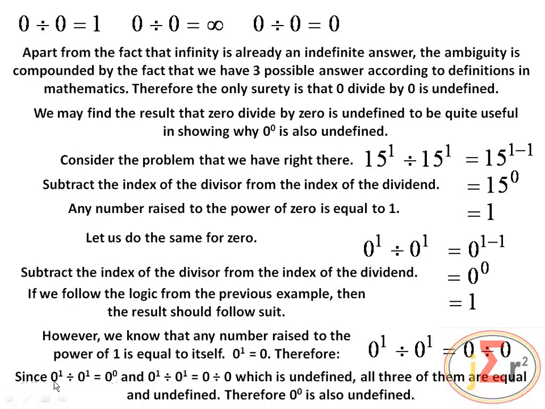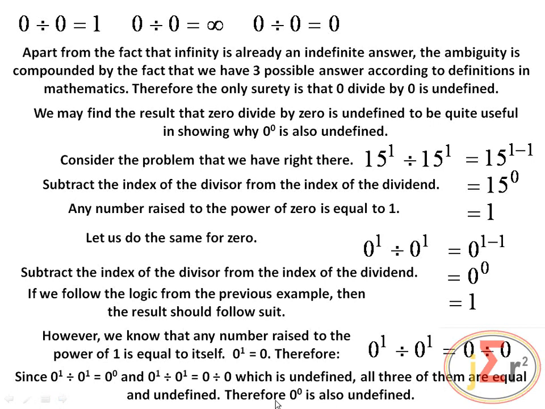Since 0 to the power of 1, which is the same thing we have here, divided by 0 to the power of 1 is equal to 0 to the power of 0. That is what we have right here. And 0 to the power of 1 divided by 0 to the power of 1, because any number raised to the power of 1 is equal to itself, is 0 divided by 0, which is undefined. All three of them are equal and undefined. Therefore, 0 to the power of 0 is also undefined.